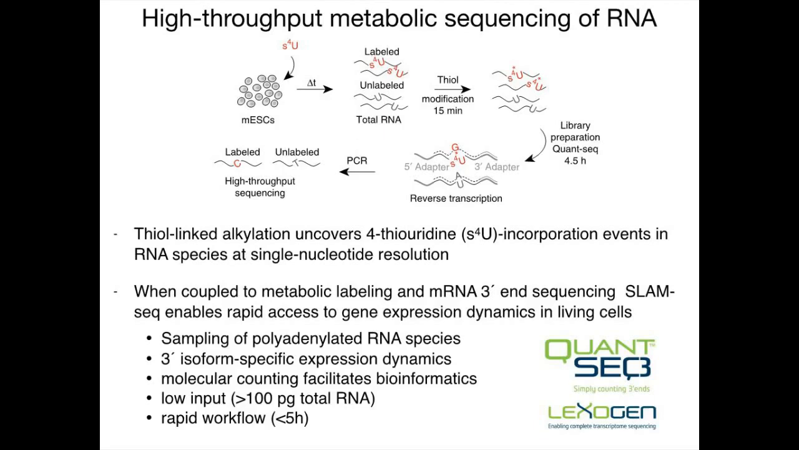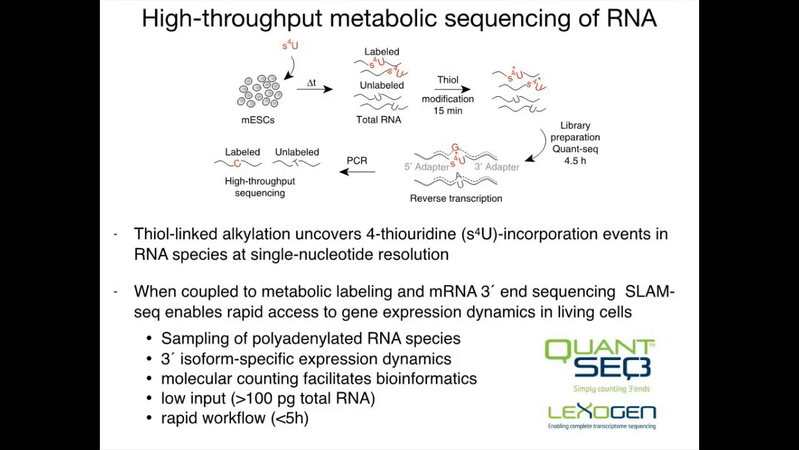It provides further insights into 3' isoform-specific expression dynamics. It facilitates bioinformatic analysis due to molecular counting approaches, and it has the key advantage of producing highly reproducible gene expression profiling libraries through a rapid workflow.